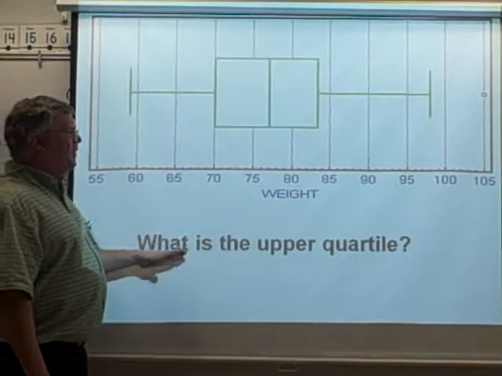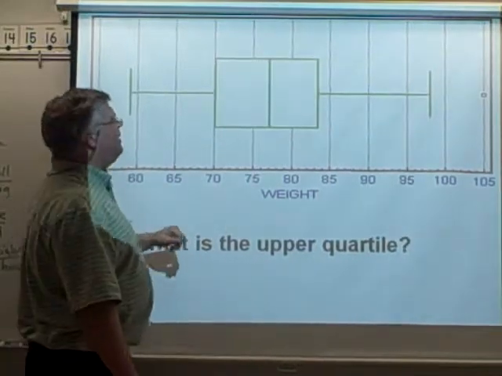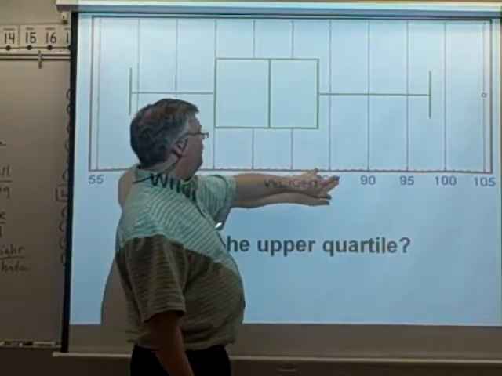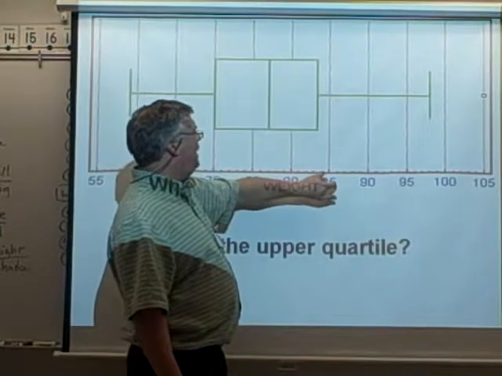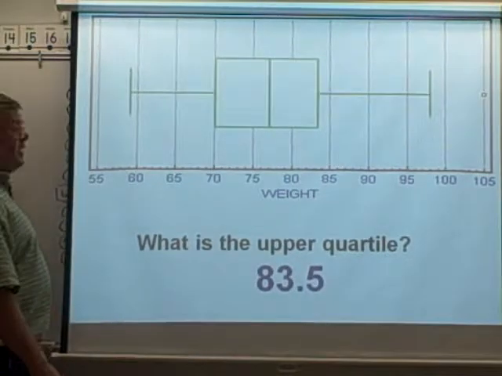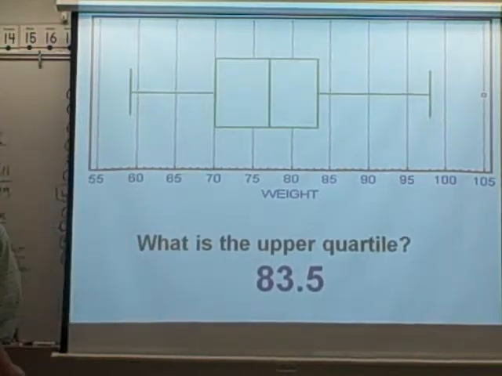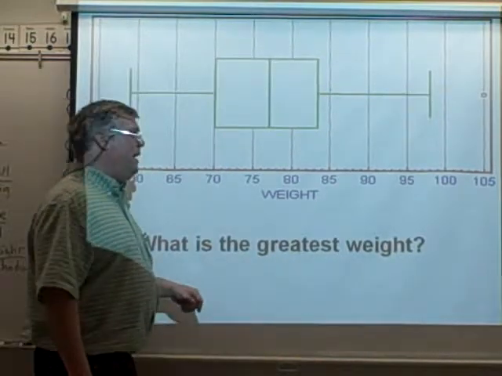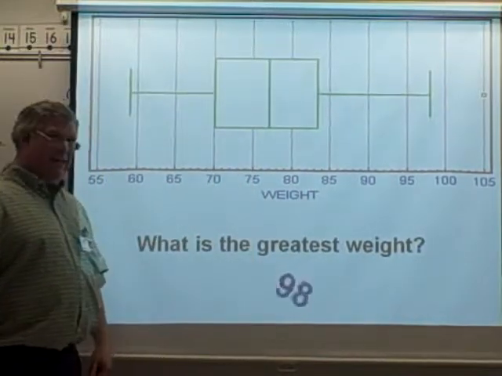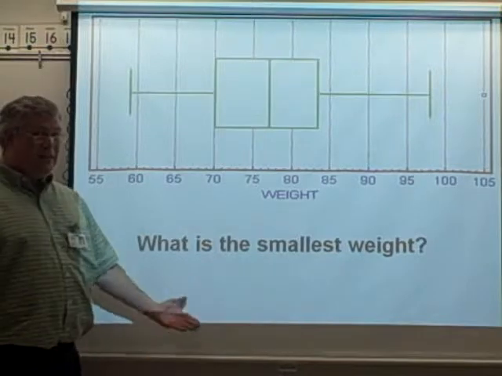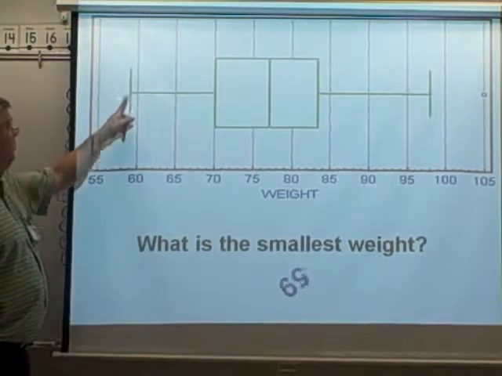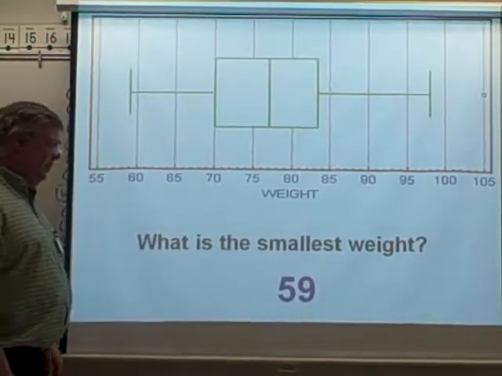The upper quartile. Now this one, in this particular graph, is a little tricky. When you look at the upper quartile here, you bring the line down. If you could zoom in on the video there, you'll see that it falls in between the 83 and the 84. So we're going to call it 83.5. And that could happen. The line could end up being somewhere in the middle there. What is the greatest weight? The greatest weight is going to be this maximum out here, which if you follow the line down ends up being on 98. What is the smallest weight, or least? This one here, which happens to be 59.